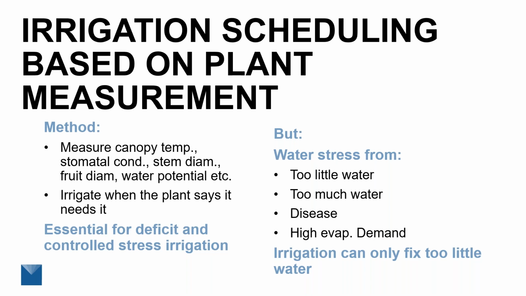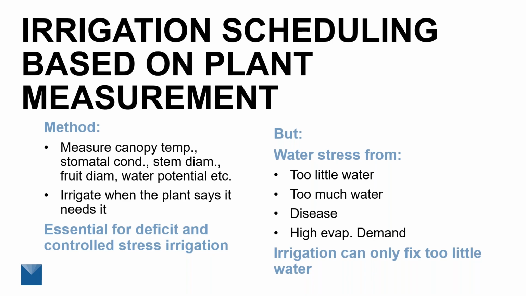For one thing, we can stress the crop either with too little water or with too much water, or it can be stressed by disease or high evaporative demand. And we can only fix one of those things by adding more water to the soil.